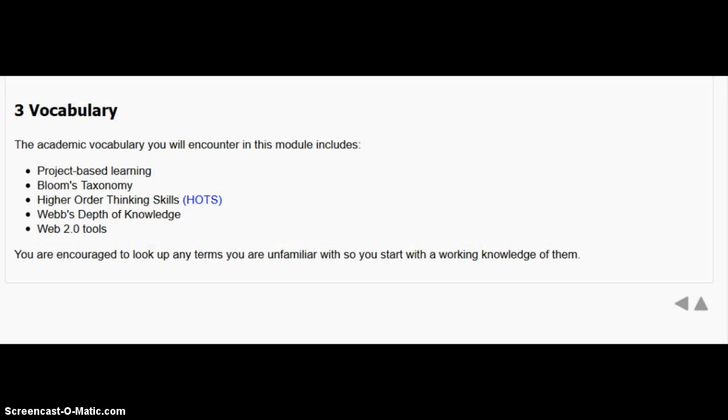The vocabulary for the module includes project-based learning, Bloom's taxonomy, HOTS, which really just stands for higher order thinking skills, Webb's depth of knowledge, which may be new to many of you, and Web 2.0 tools.